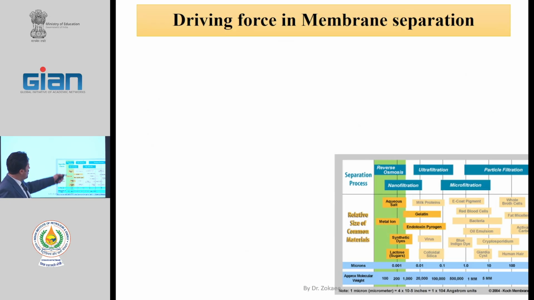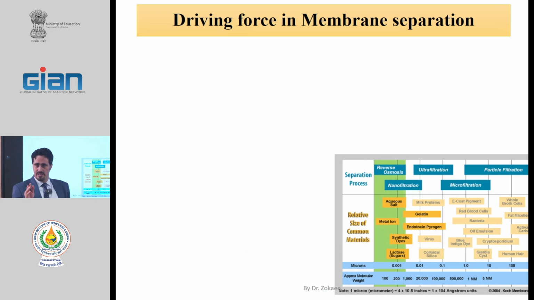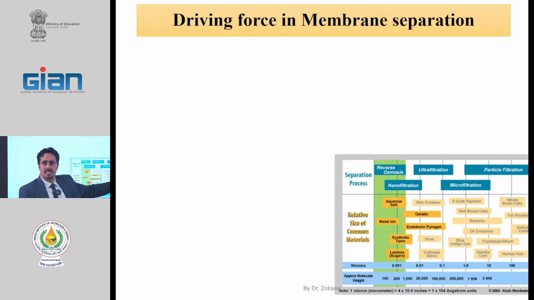Calcium 2 plus from sodium 1 plus, sulfate 2 minus from chloride 1 minus can be separated. But RO separates all of the solids. When we use RO, we can separate all of these ions and molecules.